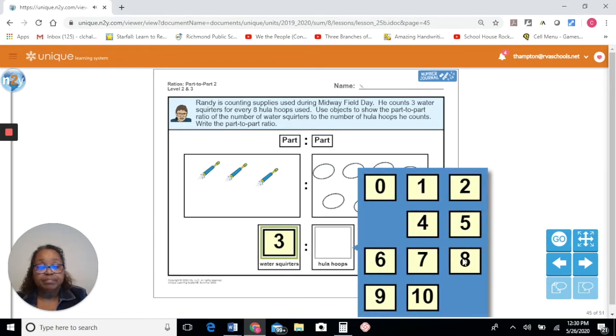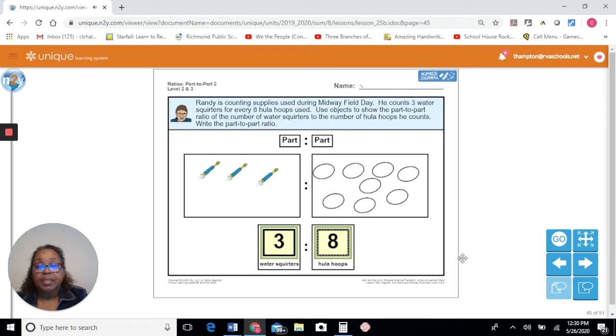8. That's the comparison. Randy is counting supplies used during midway field trips. He counts 3 water squirters for every 8 hula hoops used. 3 to 8. The colon in the middle, when you see that colon, you're going to say "to." 3 to 8. All right, let's move on.